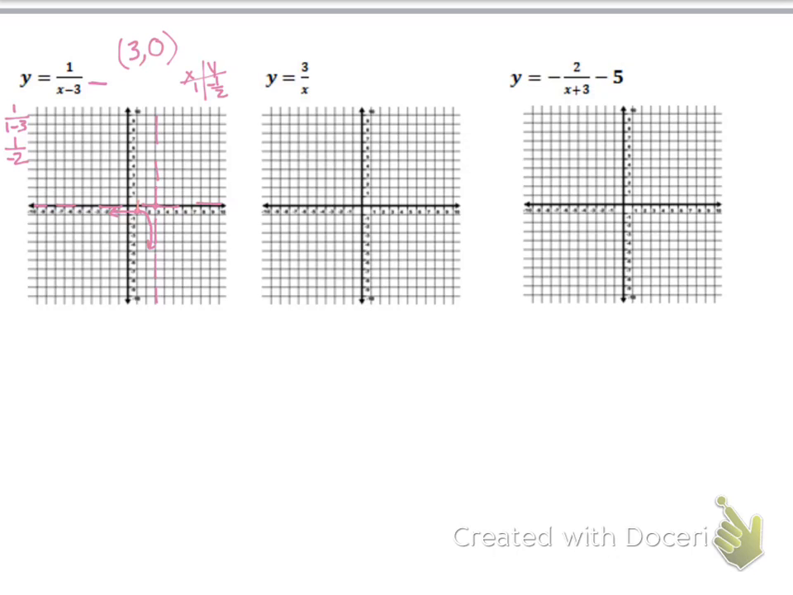Okay, so if I look 1, 2, 3, I want to pick 4 to plug in because I know it's going to be sitting somewhere in here. So we're going to plug 4 in this time for my other one. I ran out of space. So I got 1 over 4 minus 3. Well, 4 minus 3 is 1. 1 divided by 1 is 1. So my point is right 4, 1, 2, 3, 4, up 1. So you can see how that will be in that box right there.